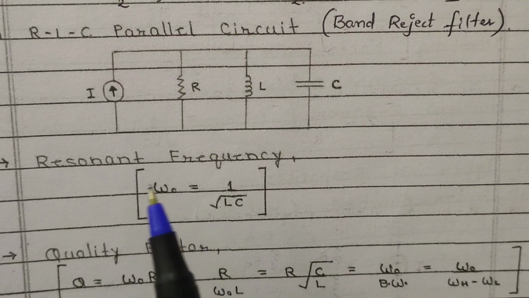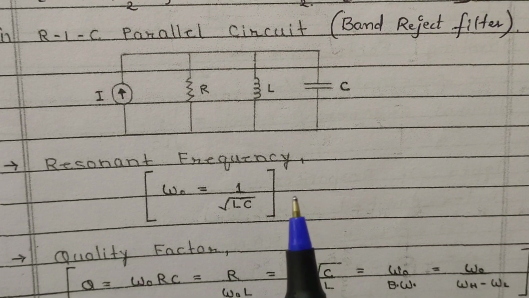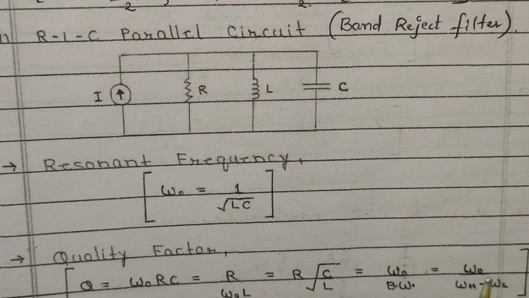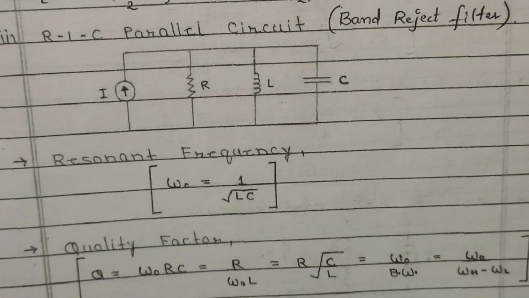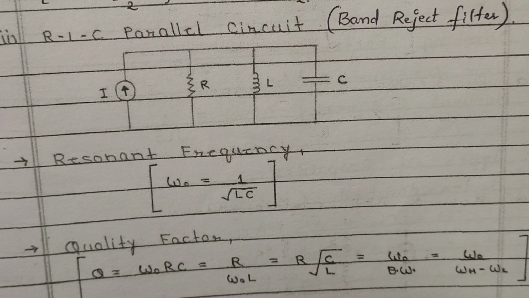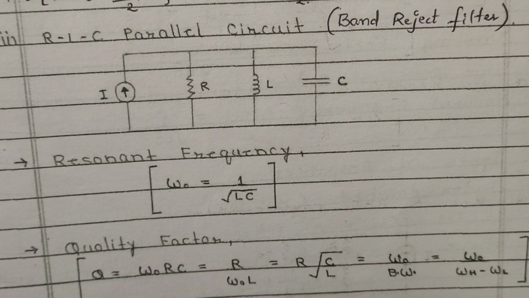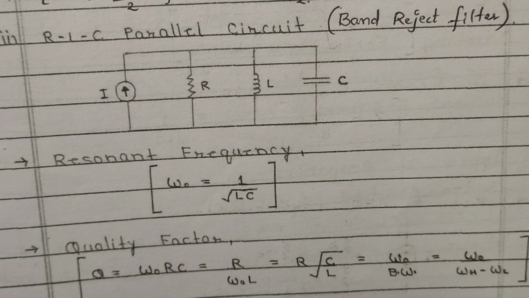RLC parallel circuit is also known as a band rejector filter. It has minimum admittance. Parallel RLC circuit has minimum admittance and maximum impedance. It is also known as a current rejector circuit, whereas series RLC circuit is called a current acceptor circuit.